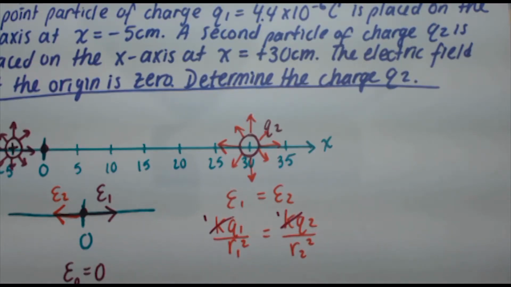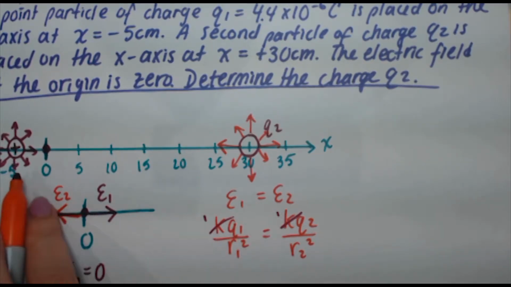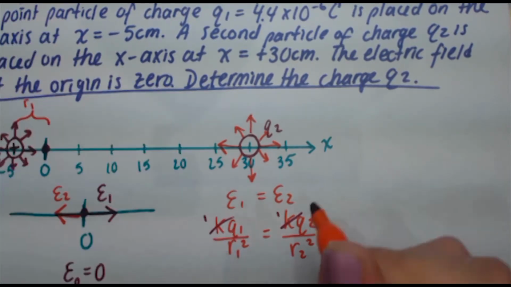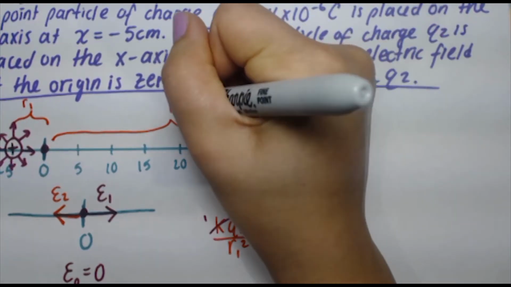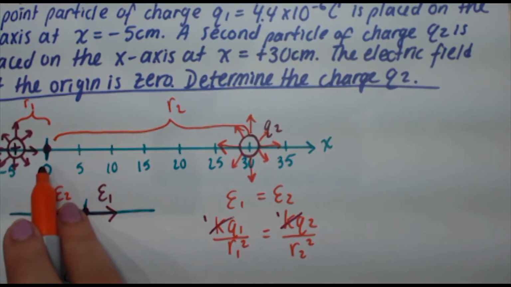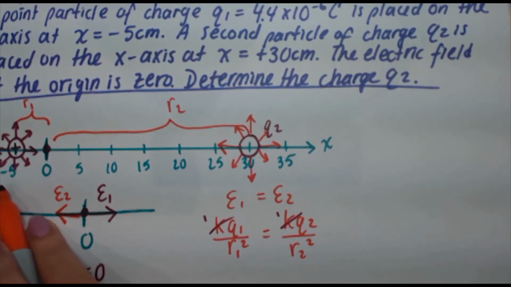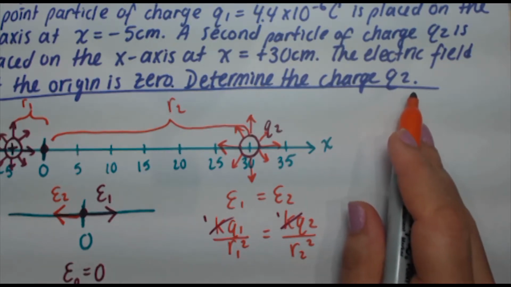R1 and R2, what do those mean? Okay, so electric fields diminish as you get further away from the source. So as R gets bigger, this whole number gets smaller, right? So R1 is going to be the distance between Q1 and the point of interest, which is x equals 0. And R2 is going to be the distance between Q2 and x equals 0. And so based on the number line, we can see that R2 is going to be 30 and R1 is going to be 5. Now, it doesn't matter that it's in the negative or positive direction because either way, we're squaring the number, okay? So we're looking for the charge Q2, so let's isolate for Q2.